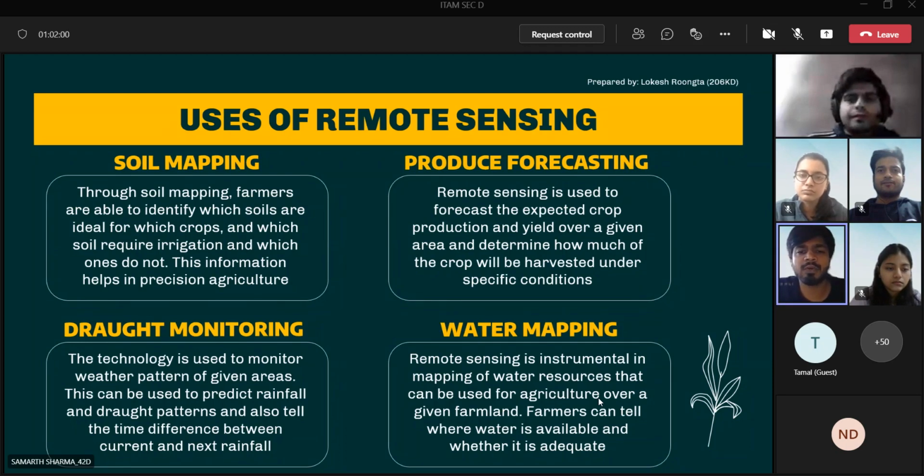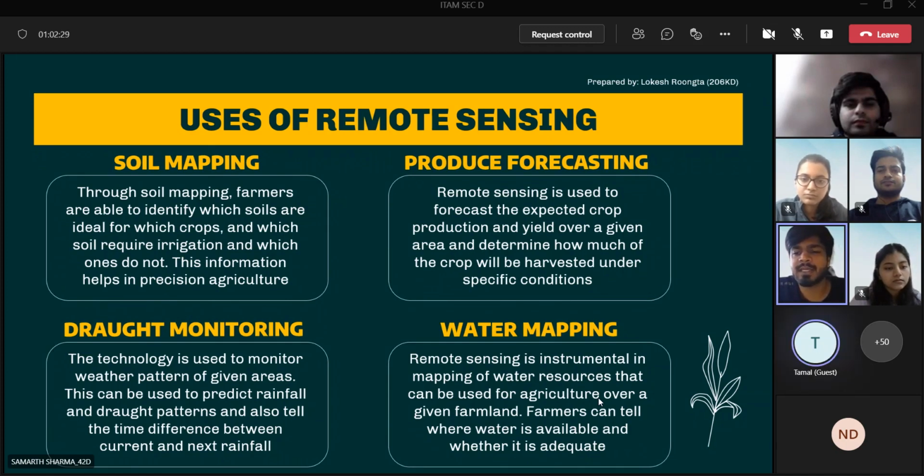Moving on, the second use is crop production forecasting. Remote sensing is used to forecast the expected crop production and yield over a given area and determine how much of the crop will be harvested under specific conditions. So researchers are able to predict the quantity of crop in a given farmland over a given period of time. Moving on to the third one, drought monitoring.